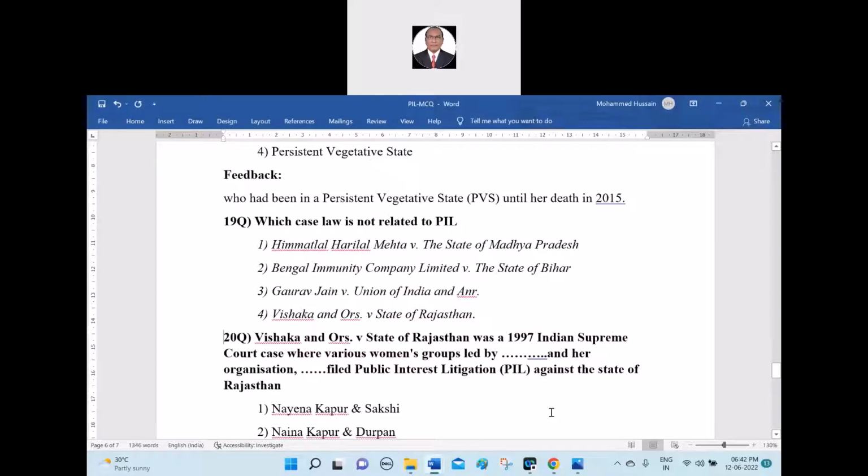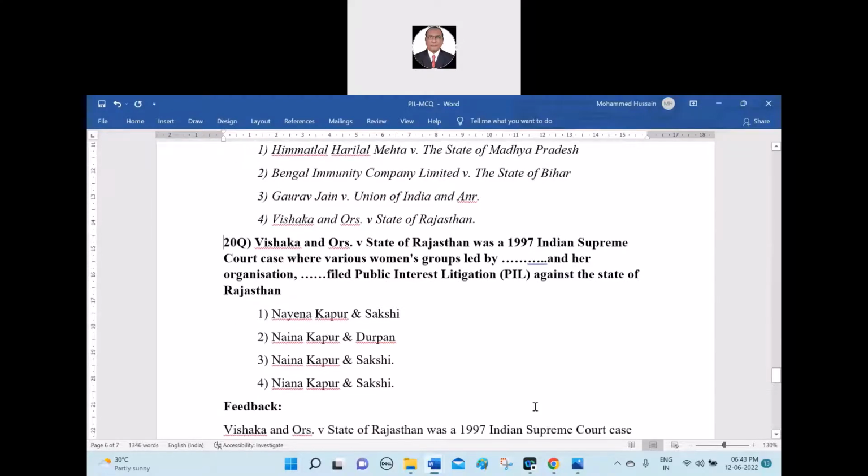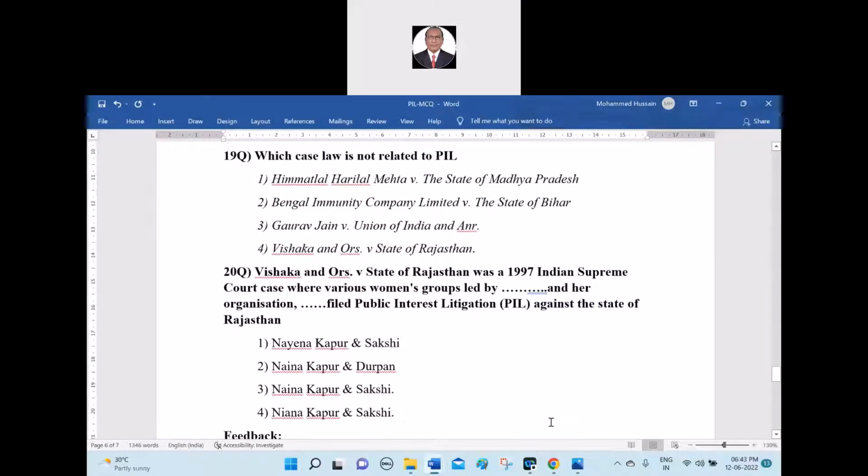Okay, number 20th question. Vishaka and others versus State of Rajasthan was a 1997 Indian Supreme Court case where various women groups led by Naina Kapoor and her organization Sakshi filed a public interest litigation, that is PIL, against the State of Rajasthan. Number 1, Naina Kapoor versus Sakshi. Number 2, Naina Kapoor versus Darpan. Number 3, Naina Kapoor and Sakshi. Fourth, Naina Kapoor versus Sakshi. I made spelling mistakes. Which one is the proper? Number 1, 2, 3, or 4?